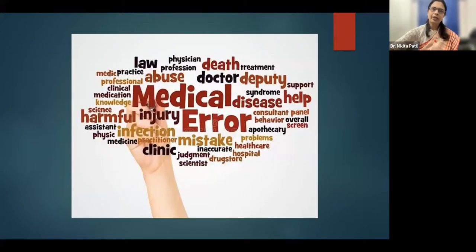Now, when we read about medical error, so many things come to our mind. First, I think of the law, then death, abuse, infection, anaphylaxis, mistake, judgment, what went wrong. Will I be able to continue with my practice? Will I have to stop? So many things come to our mind when we read this simple phrase, medical error.